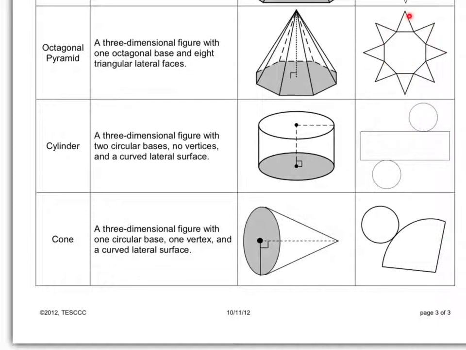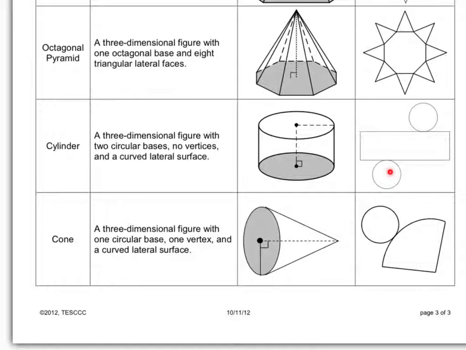Okay. Cylinder. We'll be using a lot of these. It's a three-dimensional figure with 2 circular bases, no vertices, and a curved lateral surface. No vertices. So what that looks like, when we open up this curved lateral surface, it looks like a rectangle, and then we have 2 actual circles. Okay, these are the bases.